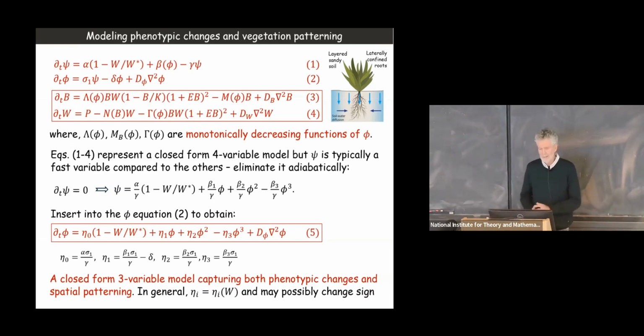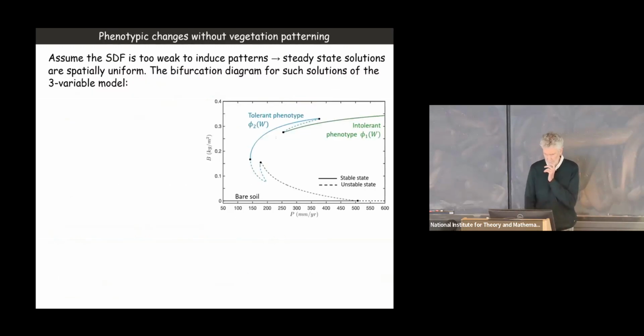In general, all the other coefficients that appear here, eta 1, eta 2, eta 3, can also depend on the soil water content and may also, with different phenotypic changes, change sign as W decreases. And I'll come to that at the end of the talk.